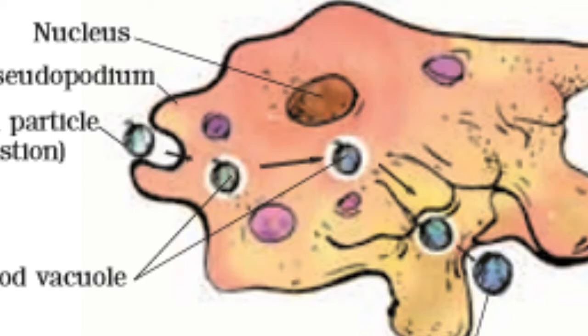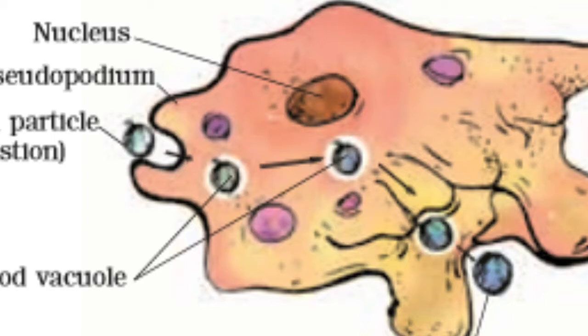Now we are going to study the types of nutrition. The first type is holozoic nutrition. We observe amoeba. In previous classes we have studied about amoeba. Amoeba is a one-celled organism.